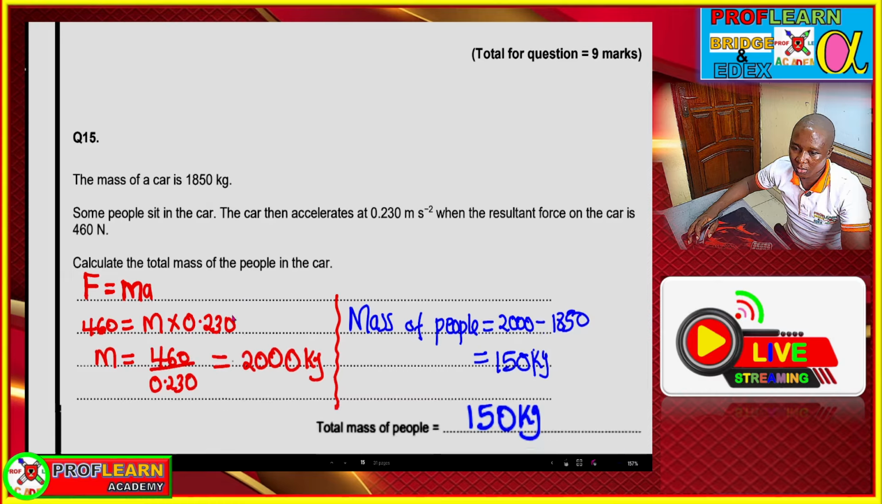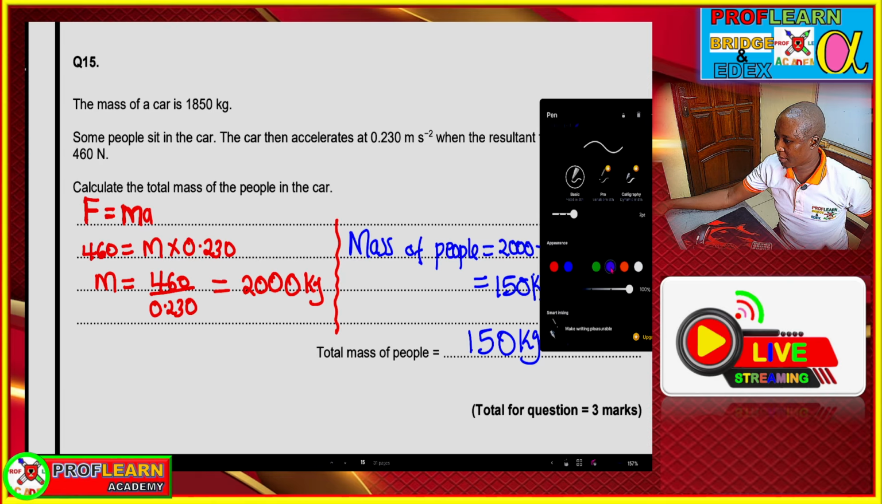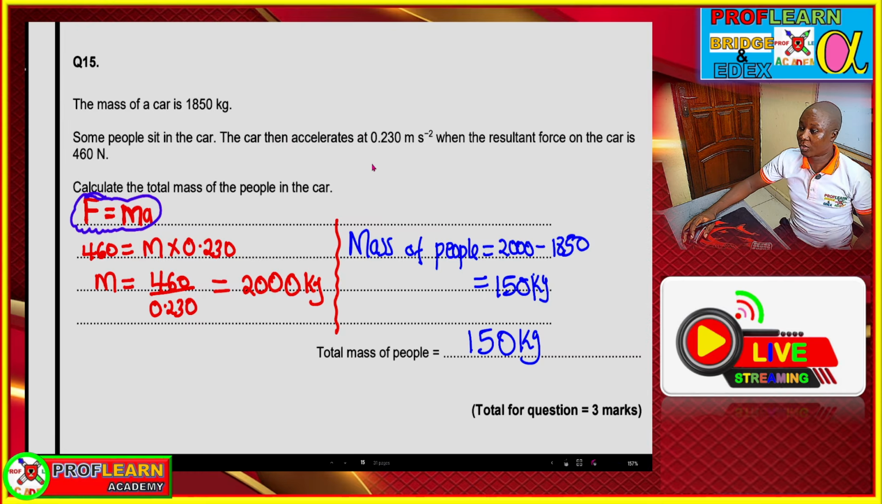So that also we're going to consider. Now another concept that you really need to understand at this point is force equals mass times acceleration, which is actually Newton's second law of motion. So we are told that the mass of the car is 1850. Some people sit in the car, and the car then accelerates at 0.23 meters per second squared. The resultant force on the car is this.